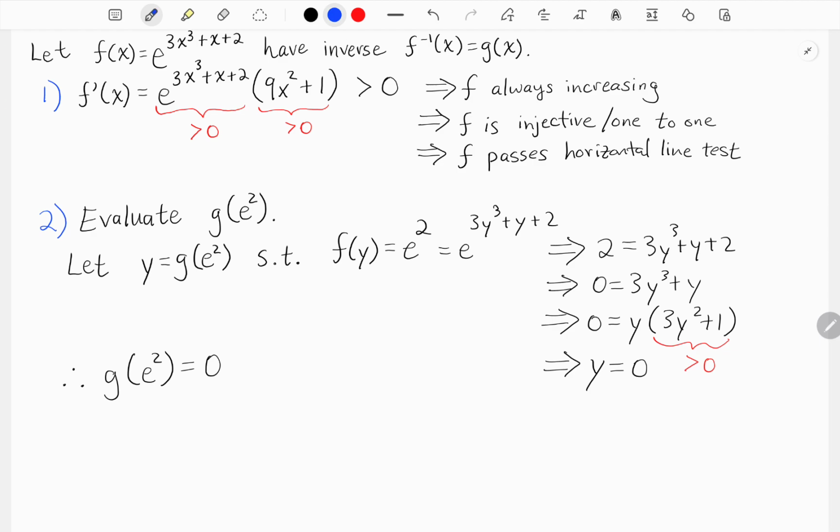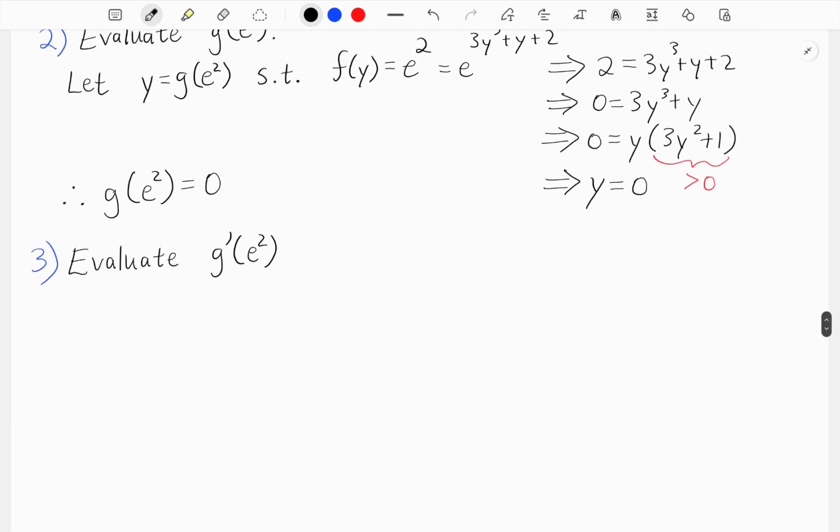Now, for question number 3, we want to evaluate what g prime of e squared is. So what is the slope of the tangent line at the point e squared comma 0 to the function g? Okay. So we want to first know what g prime of x is. Okay, what is g prime of x?